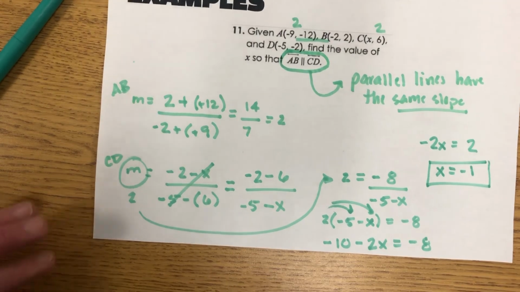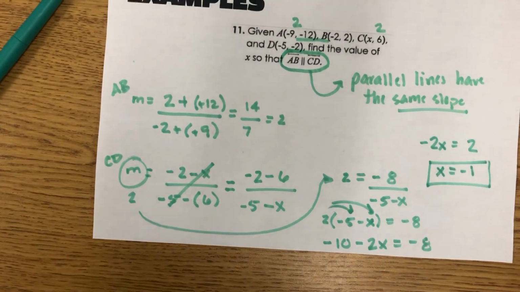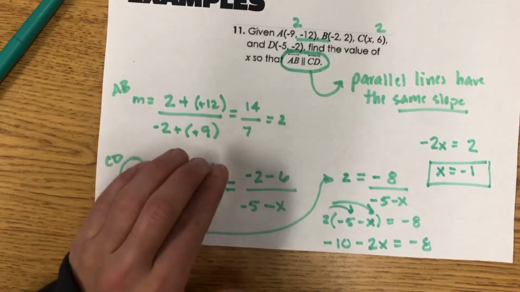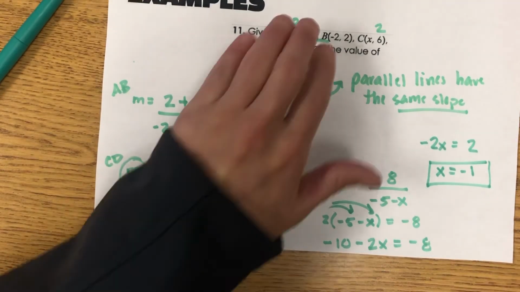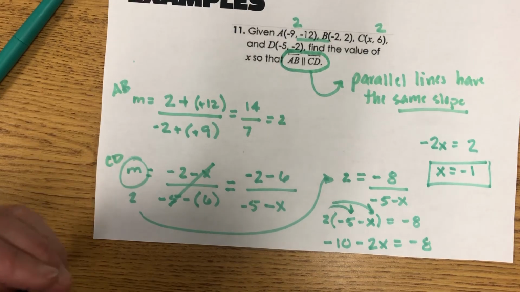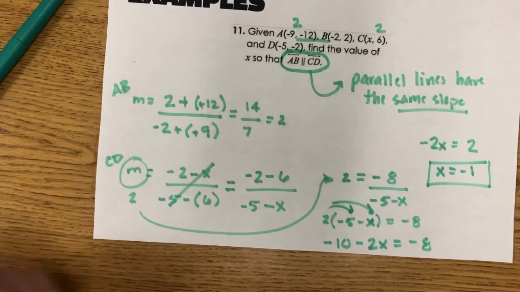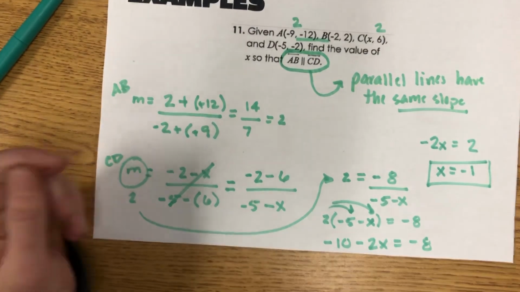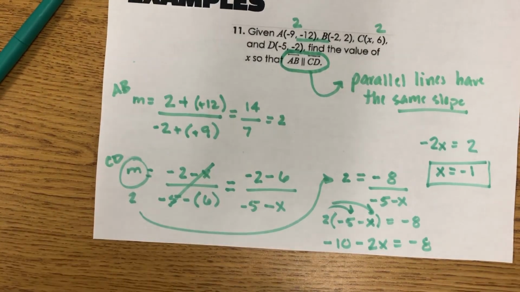So what you're going to do on the next problem, number 12, is find the slope of the given line, which in this case was AB, but on number 12 it's CD. And then you're going to set up the slope problem for the other line, which in that case would be AB, and then solve for the missing variable. Okay?